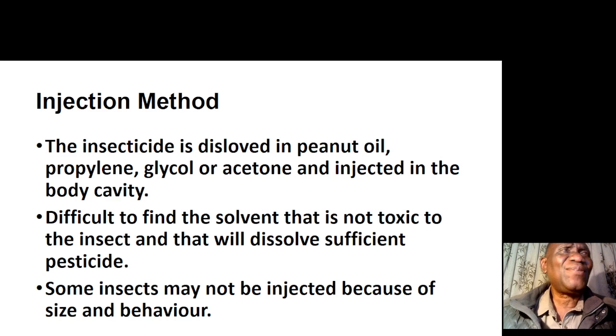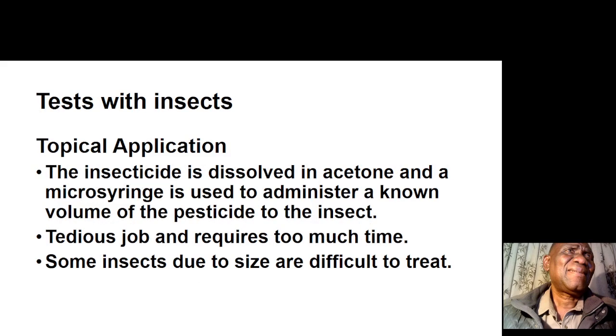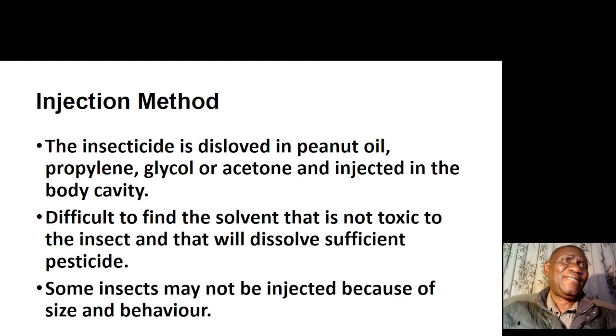The other method, where I said the topical application of the pesticide to the insects, the other method is to inject the pesticide to the insect. So the insecticide can be dissolved in peanut oil, propylene glycol, or acetone, and injected in the body cavity of the insect.